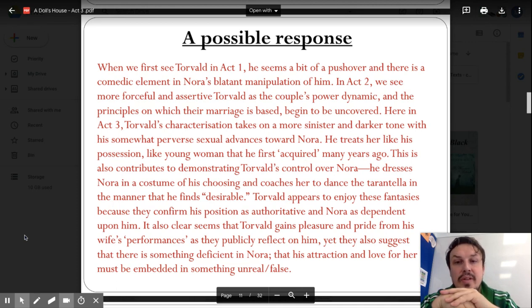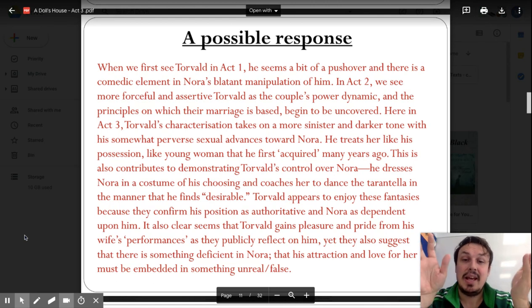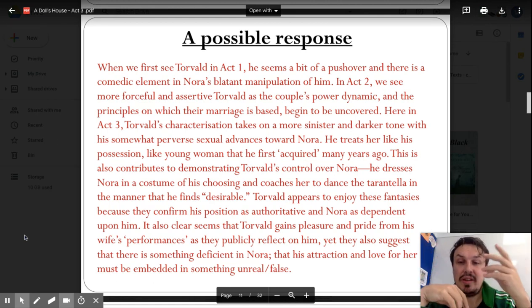Here in Act 3, Torvald's characterization takes on a more sinister and darker tone with his somewhat perverse sexual advances towards Nora. He treats her like his possession, like the young woman that he first acquired many years ago. This also contributes to demonstrating Torvald's control over Nora. He dresses Nora in a costume of his choosing. He teaches her how to dance in the manner he finds desirable. He appears to enjoy these fantasies because they confirm his position as authoritative and Nora as dependent and subservient.